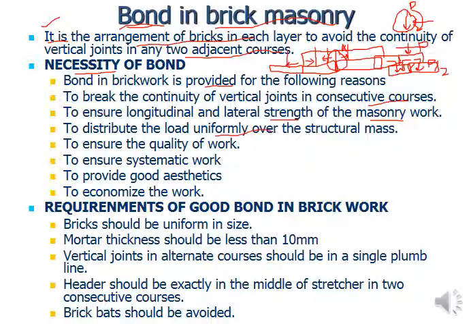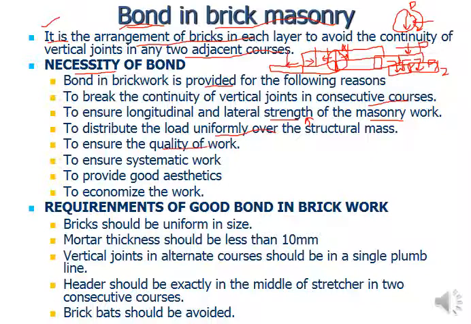Next one is to distribute the load uniformly over the structural mass. So that is related to this particular point. Once you are able to make your brick bond in such a way that the load is transferred uniformly throughout this wall unit, then finally you can get the lateral and longitudinal strength.